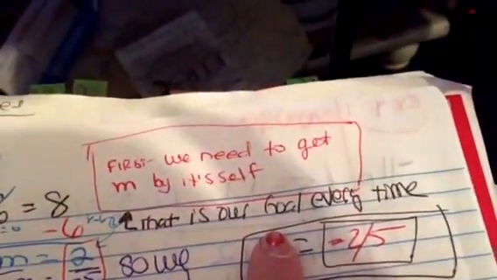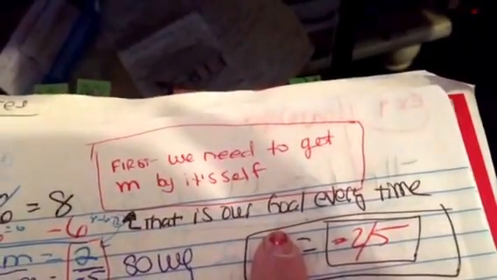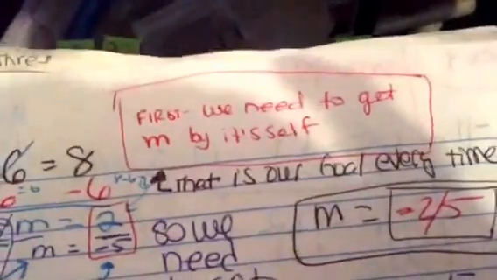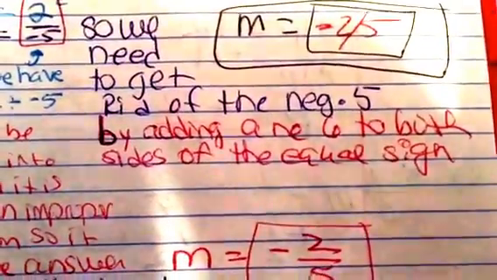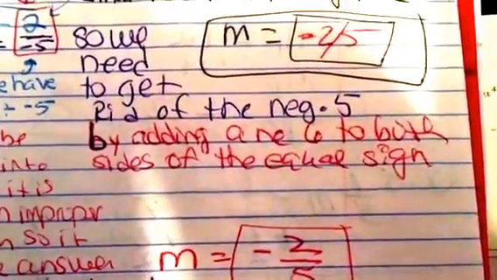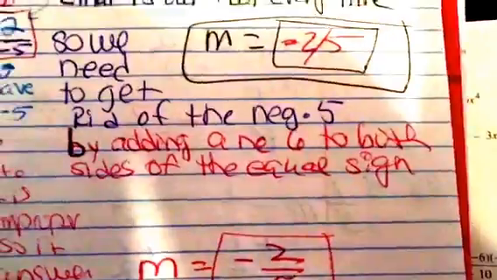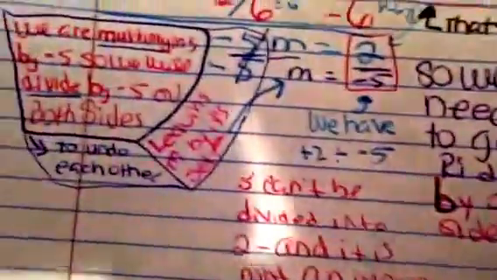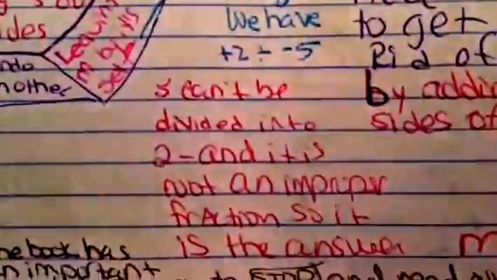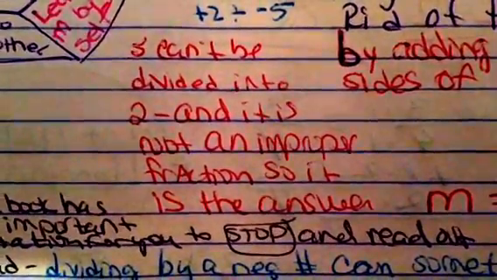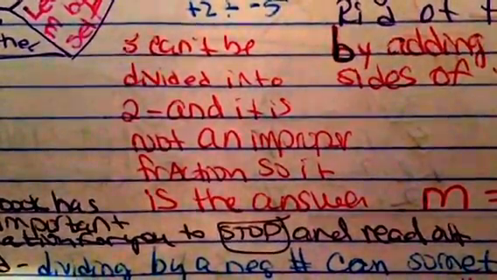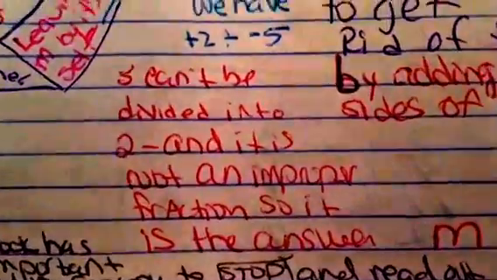But every time we do one of these, our goal is to get the variable by itself. So we need to get rid of the negative 5 by adding a negative 6 to both sides of the equal sign. 5 can't be divided into 2, and it is not an improper fraction, so it would stay as negative 2/5.